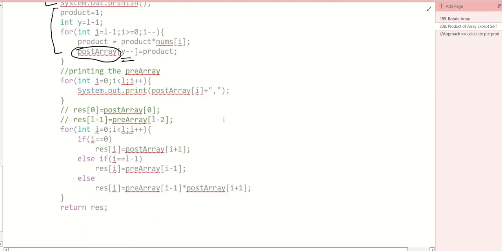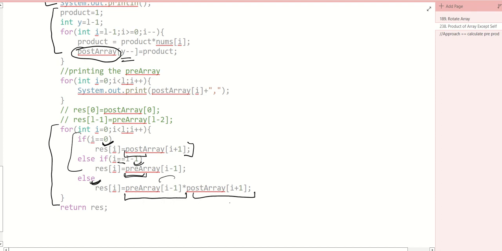right to left, correct? Once the pre and post are all done, we are creating one more loop. As I said, for the first index there won't be any pre-array, and for the last index there won't be any post array. So that's why for the first index we are taking just the post array, and for the last element we are taking just the pre-array, and for everything apart from these two we are multiplying the I minus 1 and I plus 1 values. That will give the answer, and then we are returning the result array.